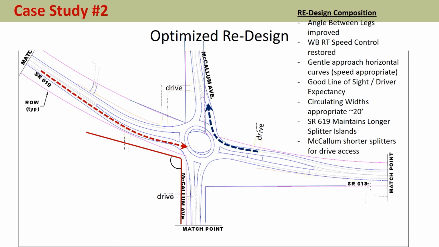So now we have much less curvature on both approaches. We have a squared up leg that was previously skewed. Our right turns are slower. We have appropriate circulatory widths now at about 20 feet. We maintained the longer splitter islands along the main line high-speed route. We shortened the splitter islands for the side street that is currently stop controlled. And it's guided by principles. It's not necessarily guided by criteria.